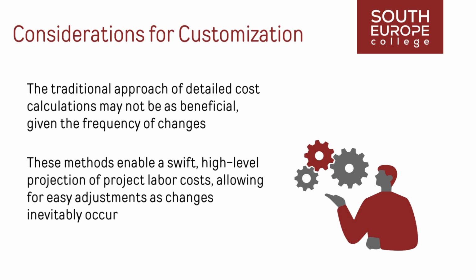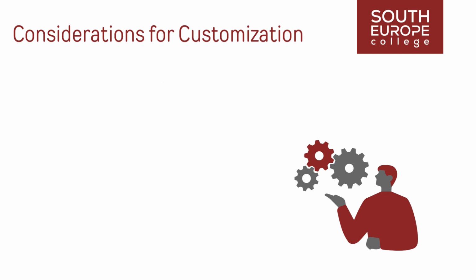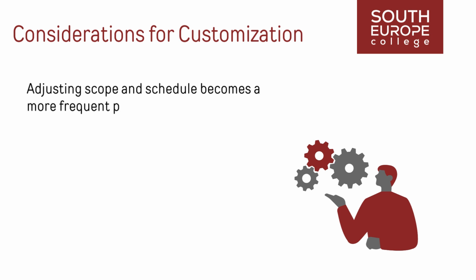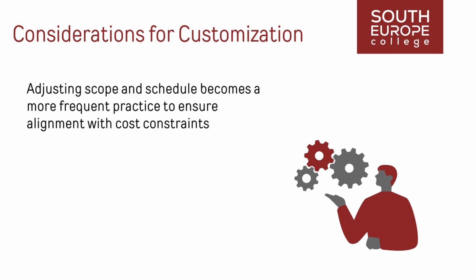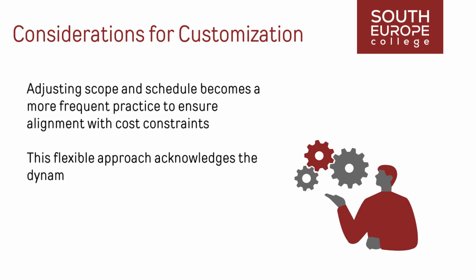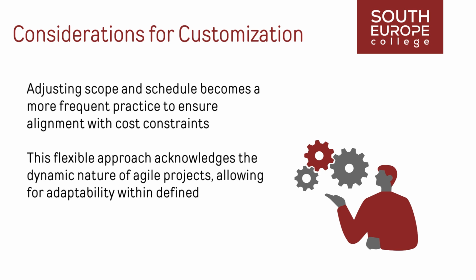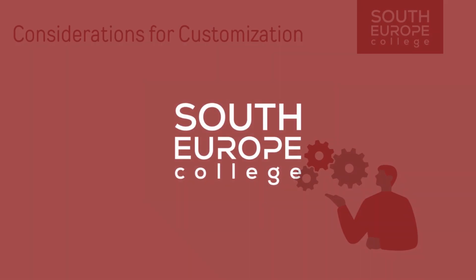Detailed estimates are reserved for short-term planning phases, aligning with a just-in-time approach. Furthermore, when projects with high variability must adhere to strict budgets, adjusting scope and schedule becomes a more frequent practice to ensure alignment with cost constraints. This flexible approach acknowledges the dynamic nature of agile projects, allowing for adaptability within defined budgetary limits.